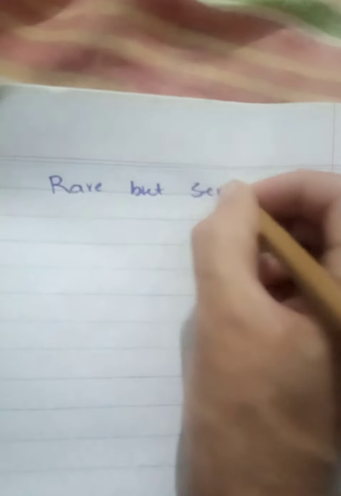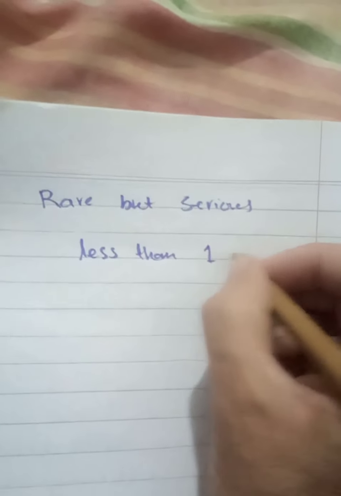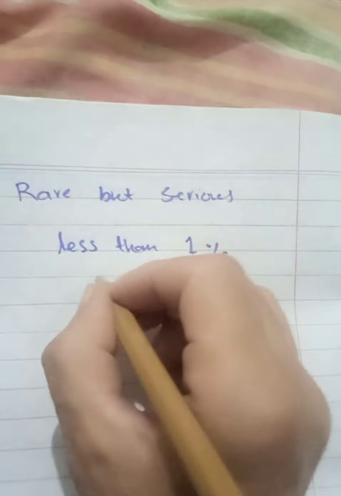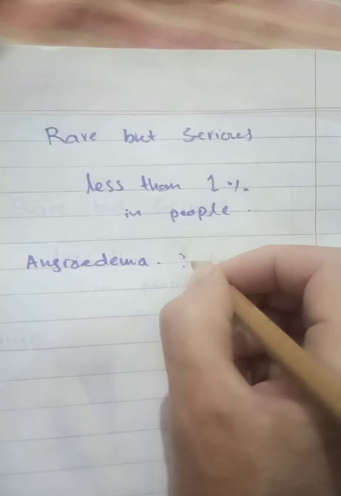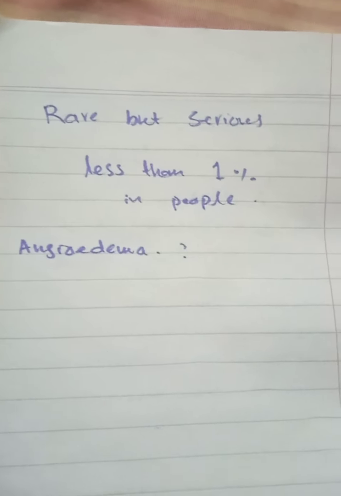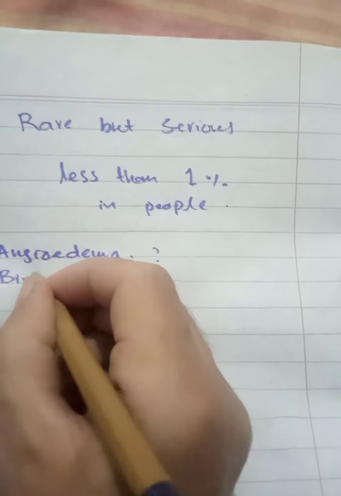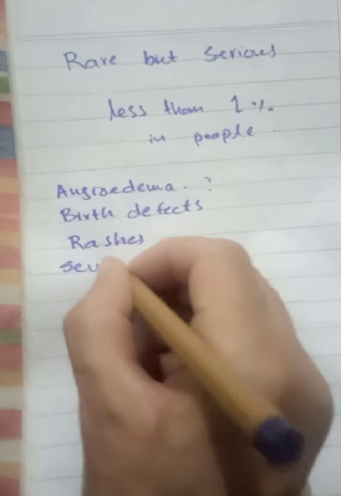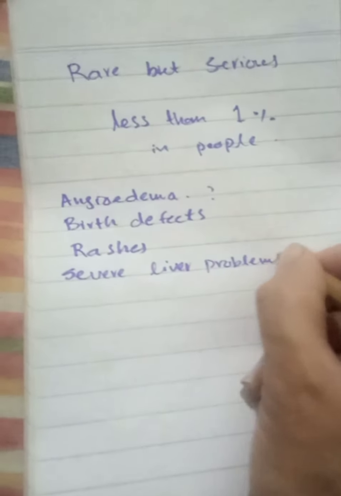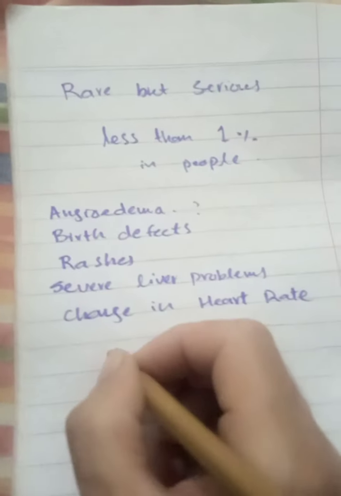Now, some rare but serious side effects. But remember, these side effects are only in 1% of people. First of all, talking about angioedema. What is angioedema? Angioedema is a swelling of your throat and neck, with great difficulty in breathing. So this is angioedema. That's very serious.